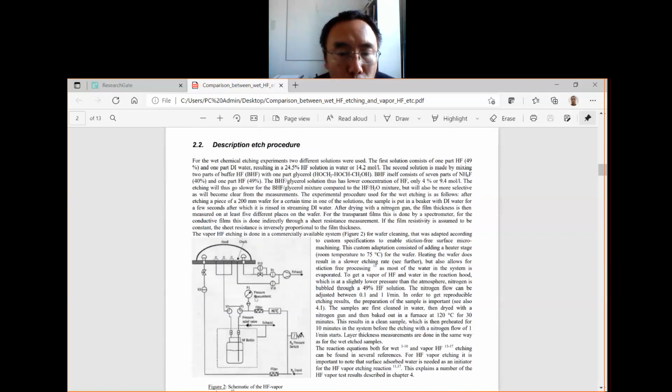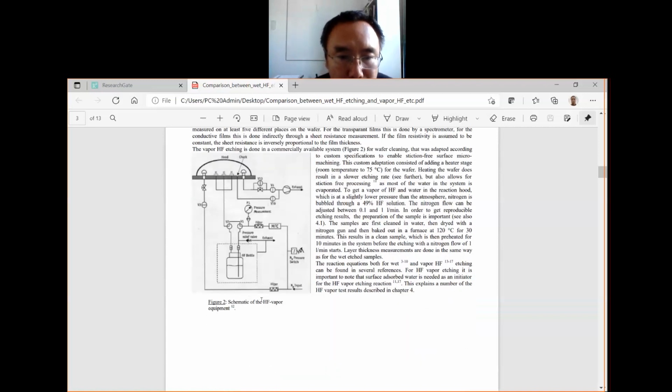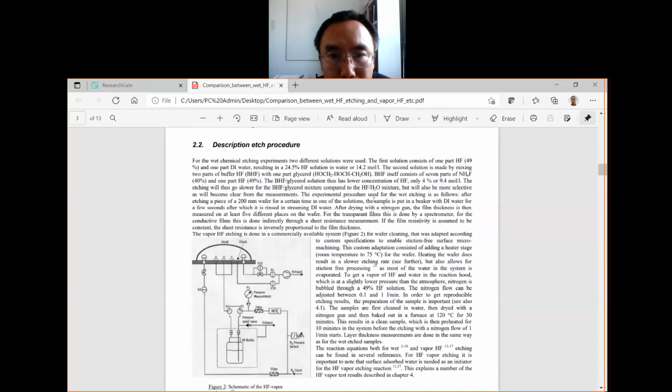This is the vapor HF etching equipment. You can see we bubble hydrogen through this HF bottle. As a result, we get the vapor of HF and the water. We also have the water vapor.